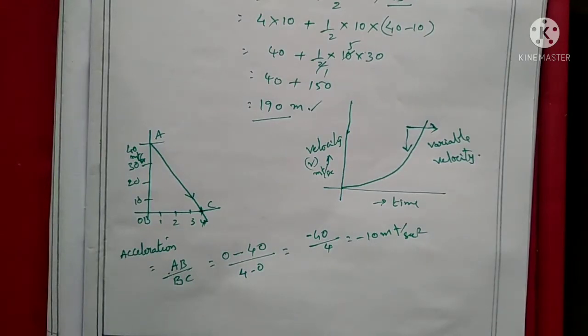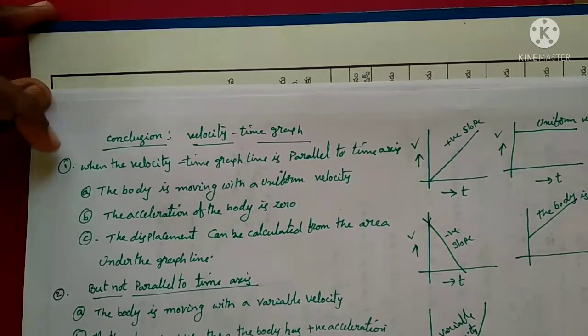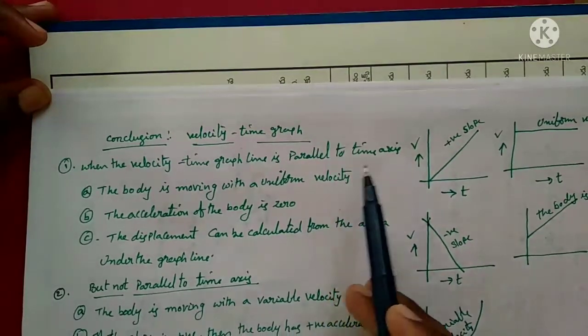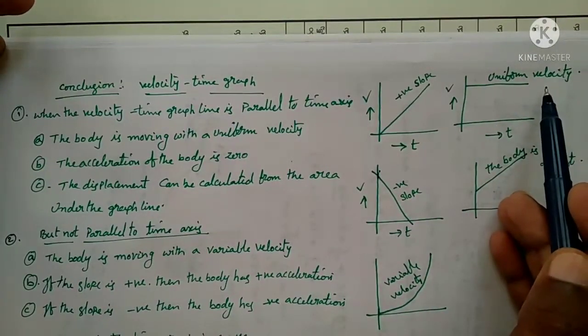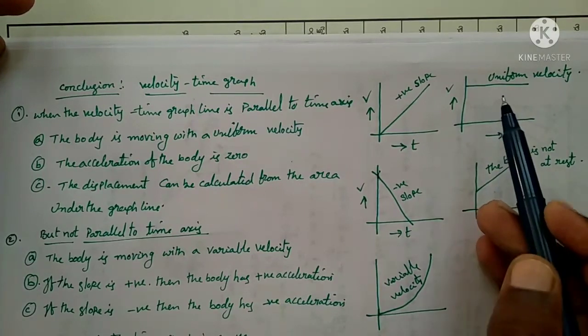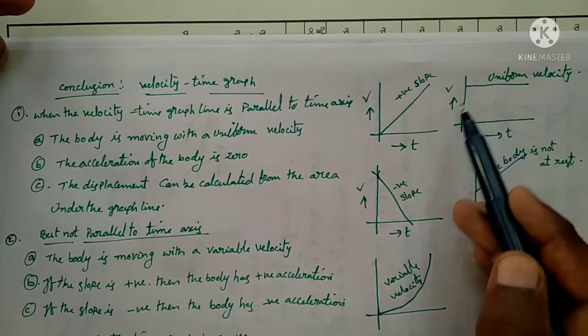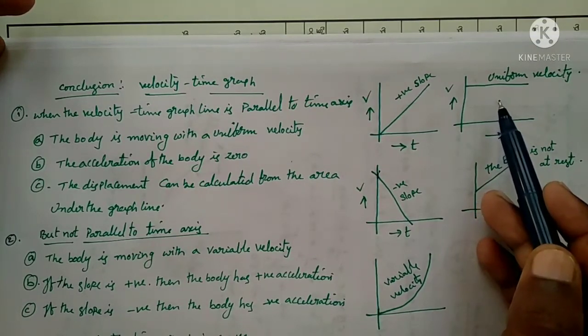Now in this session, you learn the conclusions which can be drawn from the velocity versus time graph. I will explain the conclusions. When the velocity versus time graph is a line parallel to the time axis, nothing but like this, that means uniform velocity, acceleration is 0. The displacement can be calculated from the area under the graph line. The area under the graph line indicates displacement.